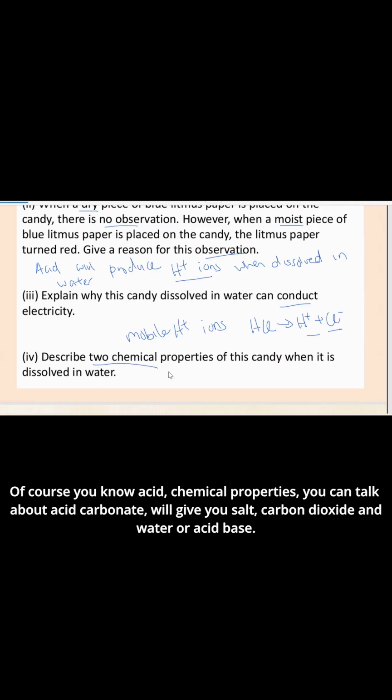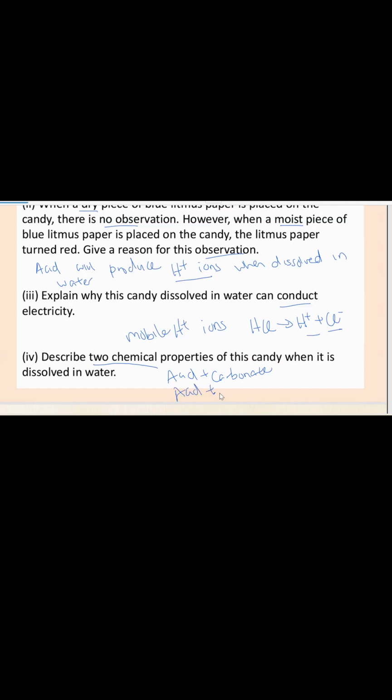And of course, you know it's acid, so for chemical properties, you can either talk about acid and carbonate to give you salt, carbon dioxide, and water, or acid and base, or acid and metal. Because these are the chemical reactions of acids.